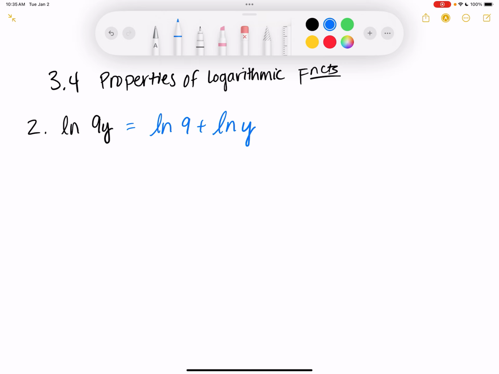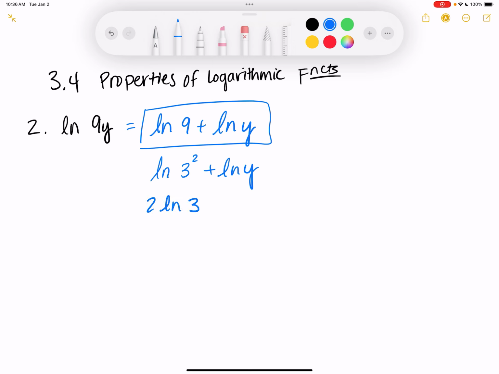Now, I would say leave it here, but I'm going to show you the book actually continues on. I don't really know why, because it's not necessary, but they break it down even farther. And so they rewrite this as the ln of 3 squared plus the ln of y. And then they do the power rule, which is to throw it out front. So we throw the exponent out front to get 2 ln of 3 plus the ln of y. And that's where they leave the answer.